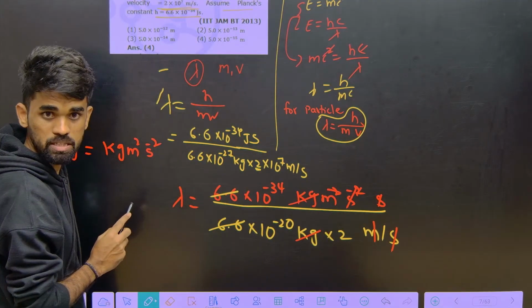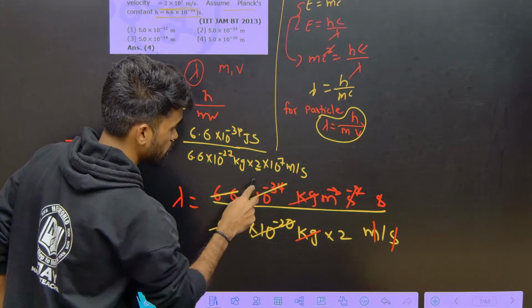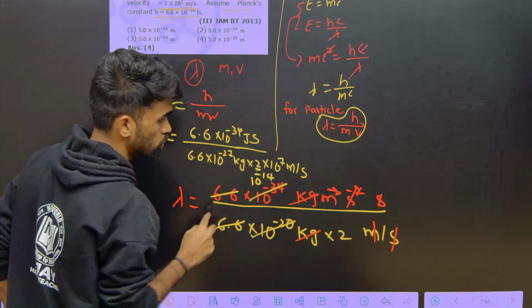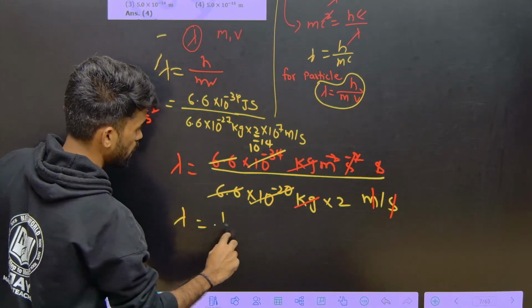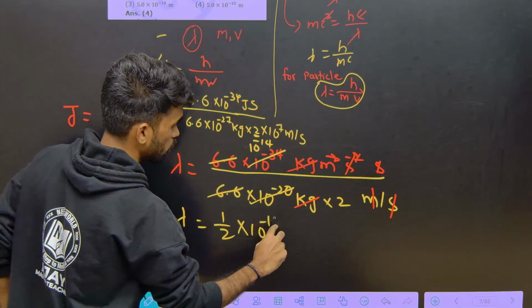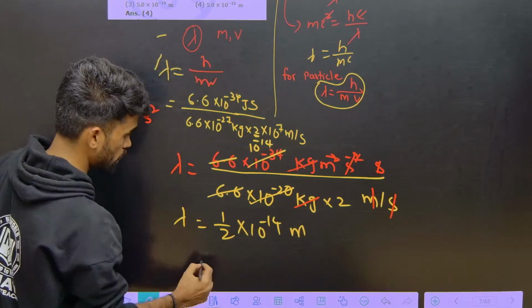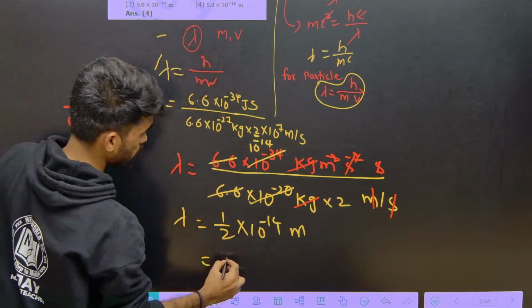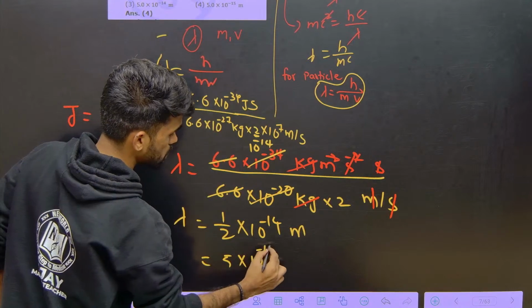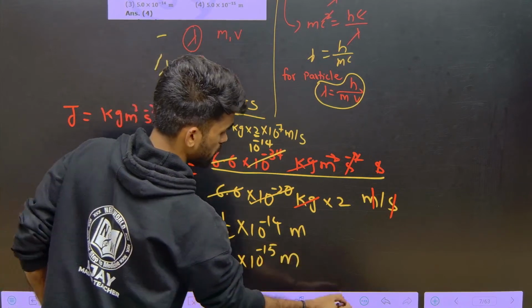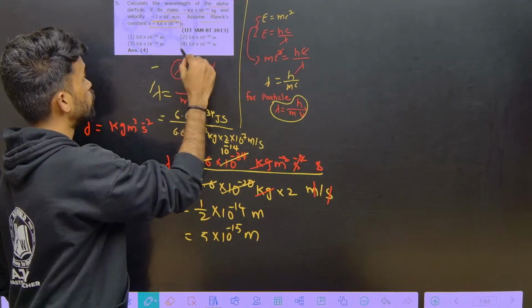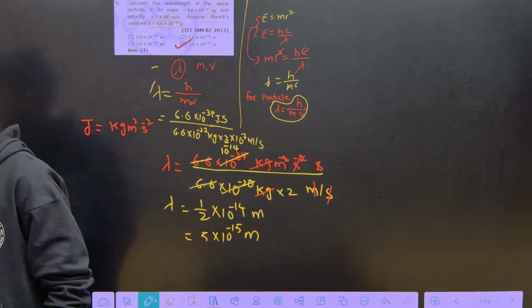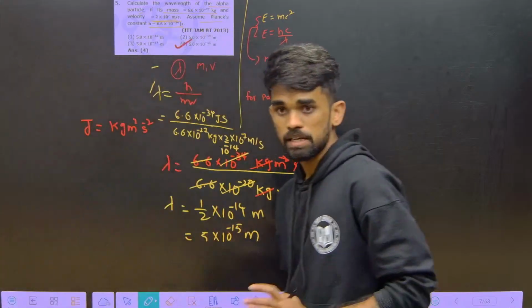6.6 removed, this will be 10 power minus 14. So 1 by 2 into 10 power minus 14 meters we have. So I can write it as 5 into 10 power minus 15 meters. Is that clear? So option number 4. Hope it is also clear.